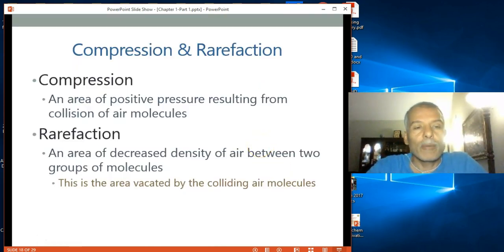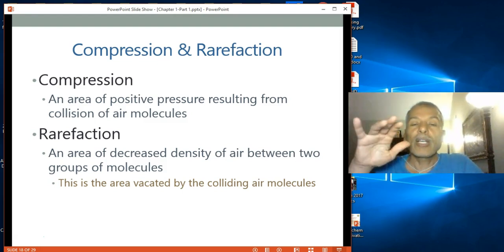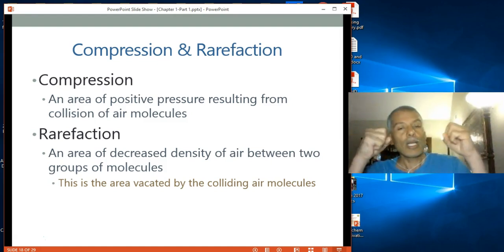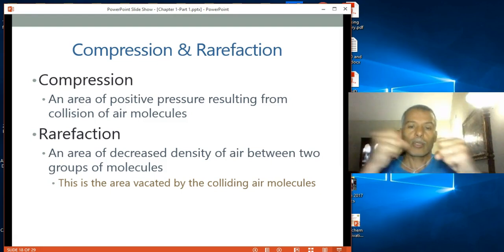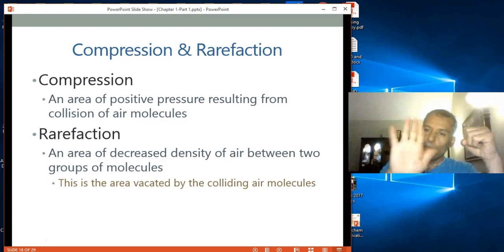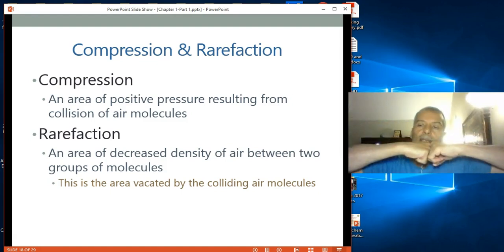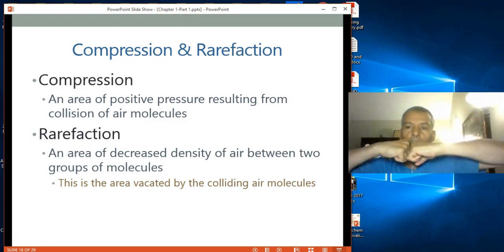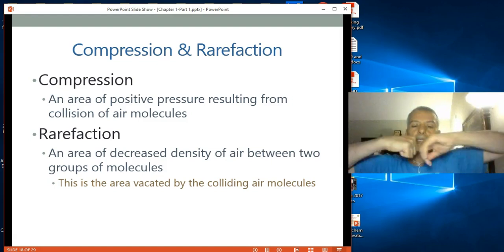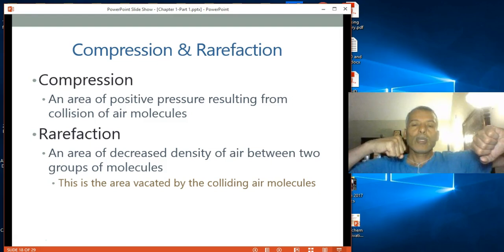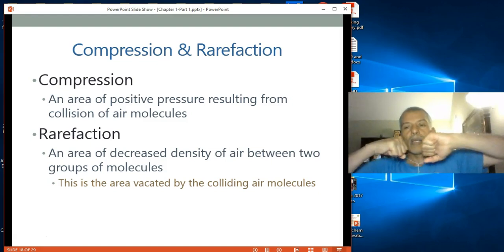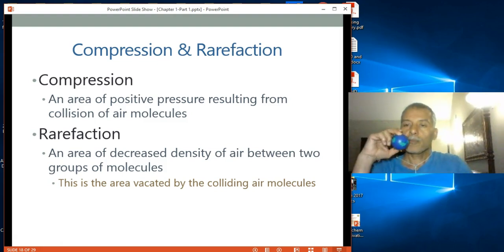Then the concept of compression and rarefaction. Compression refers to an area of positive pressure resulting from collision of air molecules. Air molecules, we said, bounce around and float around. When an air molecule is pushed, it is all of a sudden going to invade the space of another molecule. Bang, and it will physically hit it. Once you hit it, this air molecule is going to go flying away. As it goes flying away, it is going to hit another air molecule. Once it does so, it's going to bounce back. So whenever an air molecule moves from its location, it is going to go away, hit another molecule, and then go back again to where it was.